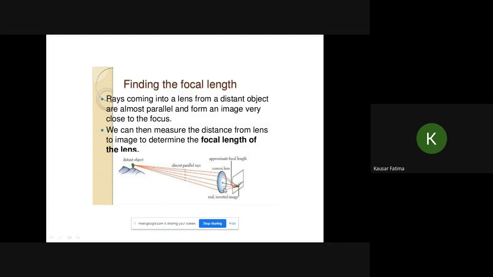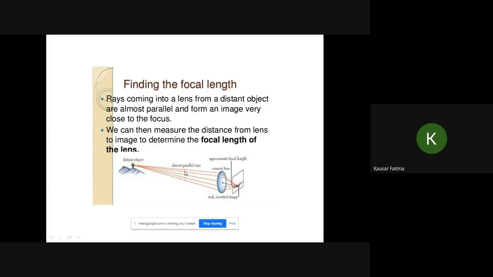So how do we get the image of a distant object? We take the lens, we put it in a holder, lens holders are available, and we take it near the window and we can get the image of a distant object on a screen. The screen has to be placed on the other side. Since this distant object's rays are parallel, a real and inverted image will be formed on the screen.